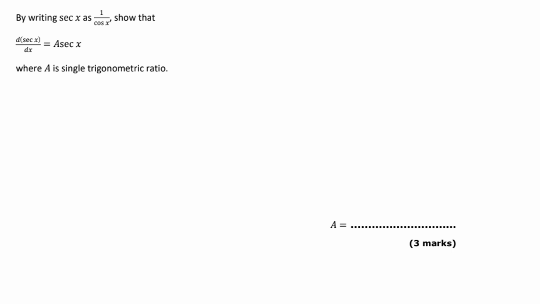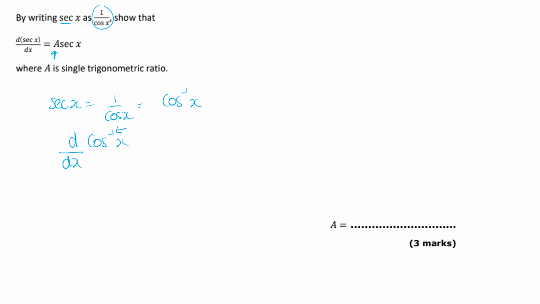In this next question, we're being asked to write sec x as 1 over cos and differentiate it and find what this a is. So if we write that sec x is 1 over cos, which is equal to cos to the minus 1 of x, then d cos to the minus 1 of x by dx means we've got to differentiate. Now we're going to use the chain rule. It's a function of a function. We deal with the outside function first.